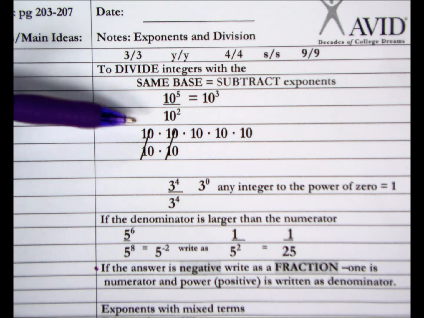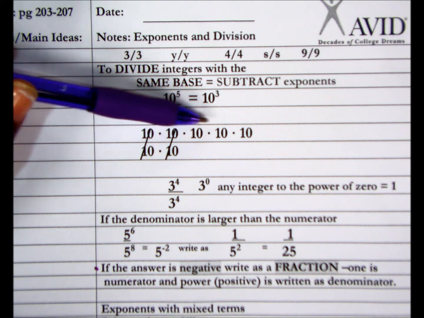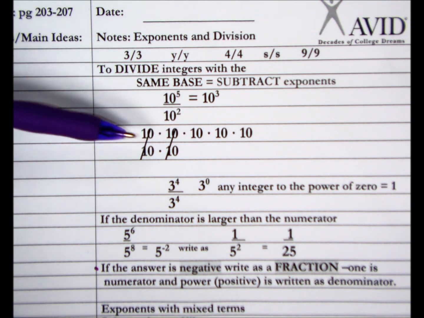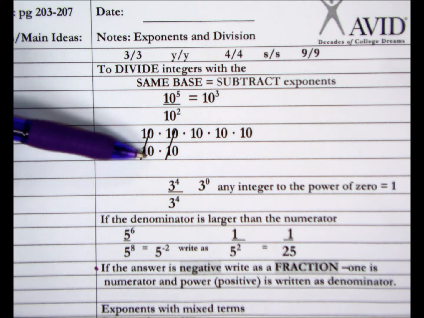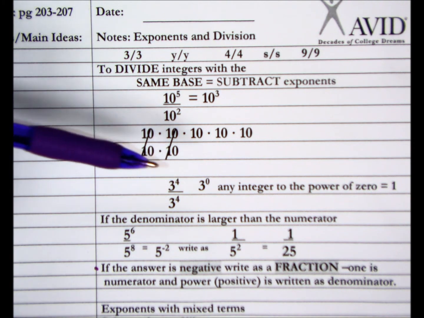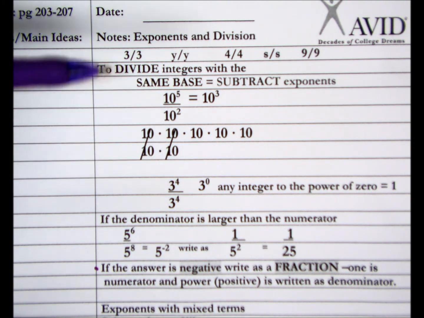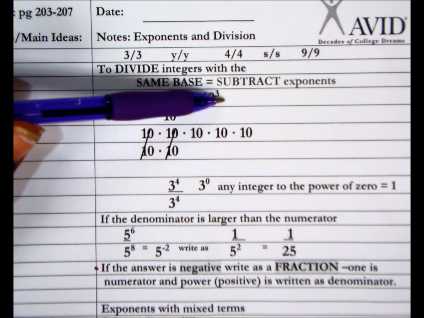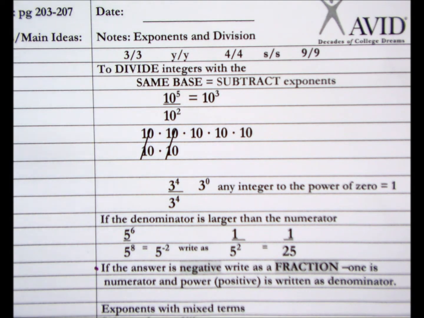We've got 10 to the 5th power. 1, 2, 3, 4, 5. And we've got 10 squared. 1, 2. So we make these fractions of 1. 10 tenths is 1. And another 10 tenths is 1. And you know, we don't generally write down ones. So that leaves 10 cubed left over on top. Whether they're on top or the bottom is going to make a difference, which I'll show you in just a few minutes.